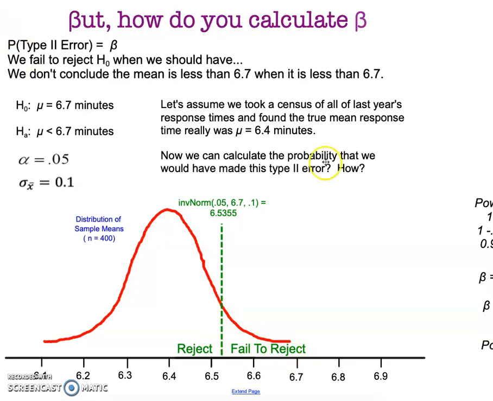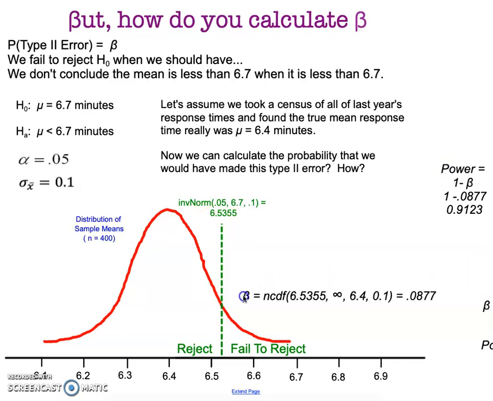Okay, I have a normal distribution centered at 6.4. This boundary is at 6.5355. I want to find an area given a position. So I am going to do a normal CDF calculation on my calculator. From here to infinity, 6.4 for the mean, standard deviation. So how often do we actually make a type 2 error? Little less than 9% of the time.